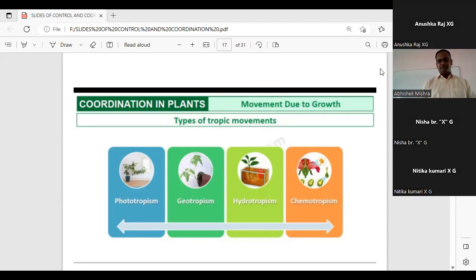Okay, Anushka, correct, good. Answer the question. What do you mean by phototropism? Movement in plants due to light. Anushka, remain unmuted. Which part of the plant will be positive phototropic and which part will be negative phototropic? Stem will be positive and root will be negative. Okay, fine. Good, Anushka.